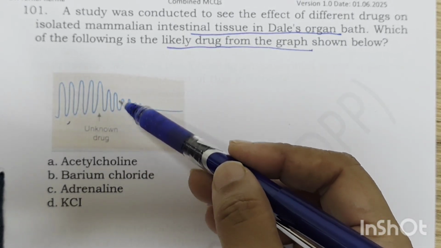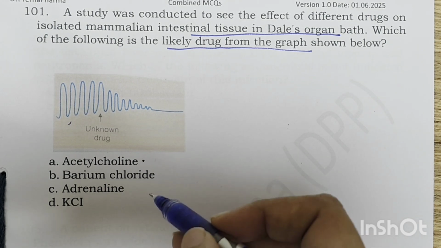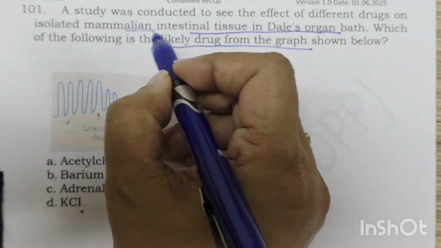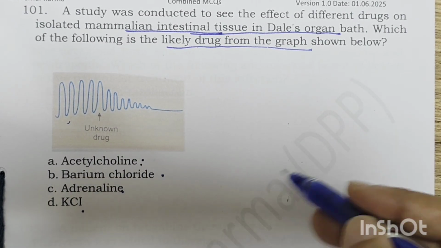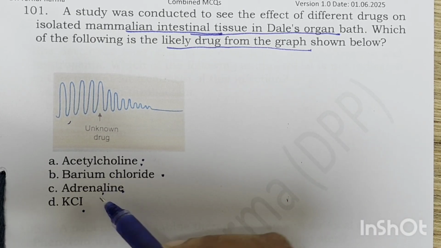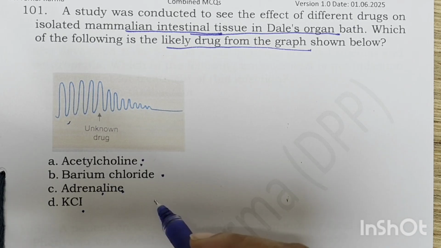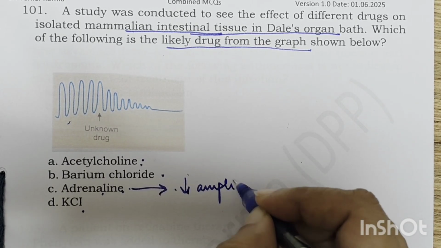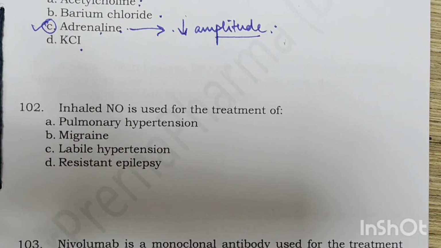You can see that initially the amplitude is good and slowly when the drug is given the amplitude is falling down. Is it acetylcholine? Is it BaCl2? Is it adrenaline? Is it KCl? So now the tissue here is intestinal tissue. Intestine में acetylcholine causes stimulant effect. It will increase the amplitude. Barium chloride is a directly acting stimulant. So barium chloride भी stimulation करेगा. Adrenaline is a depressant. Adrenaline reduces the amplitude after instillation. So this graph looks most probably like adrenaline. So decreased amplitude after the drug is given. So the right answer is adrenaline.